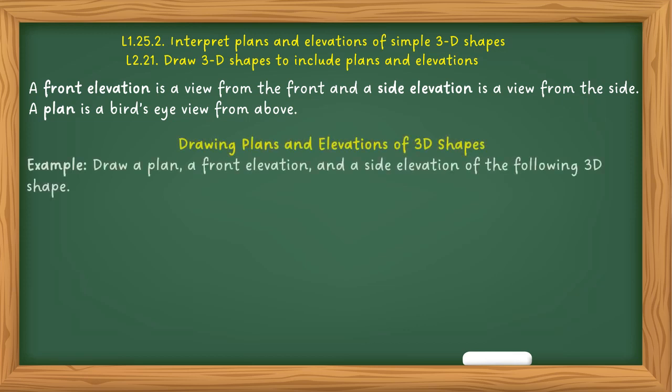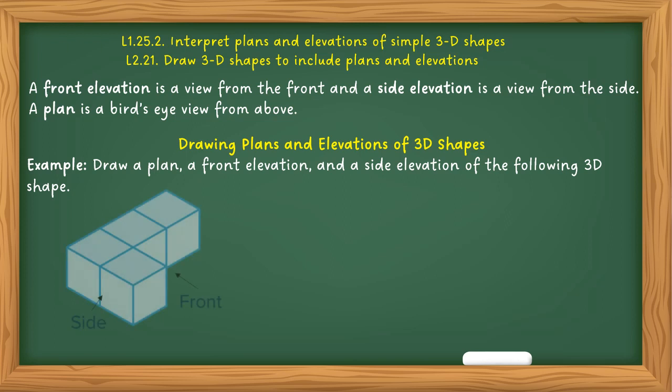Okay, so let's have a look. Now, draw a plan, a front elevation and a side elevation of the following 3D object. Now you can see here, the elevation is the angle you look at something from. Okay, so if we want to draw a front elevation, all we would see, imagine you were standing here, all you would see is this box here, and that box there. So that was all you'd see.